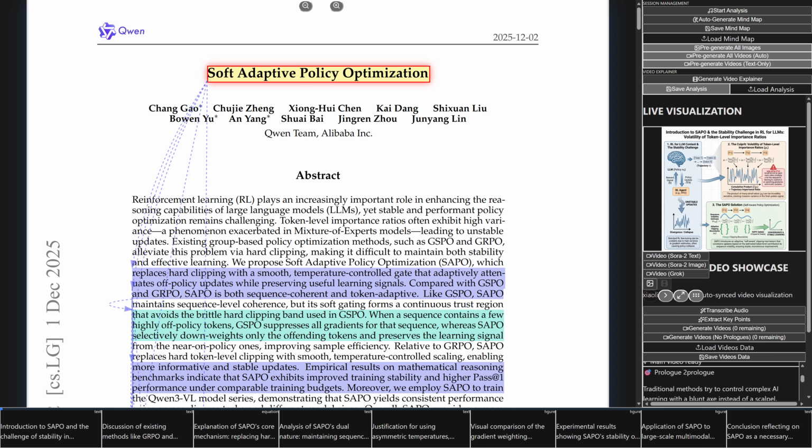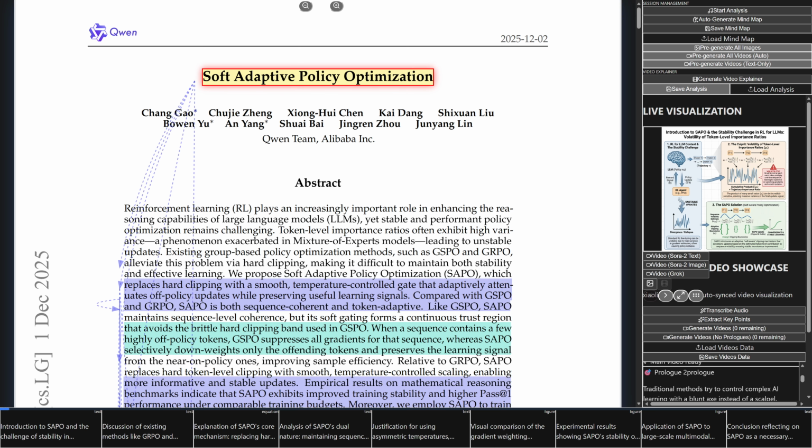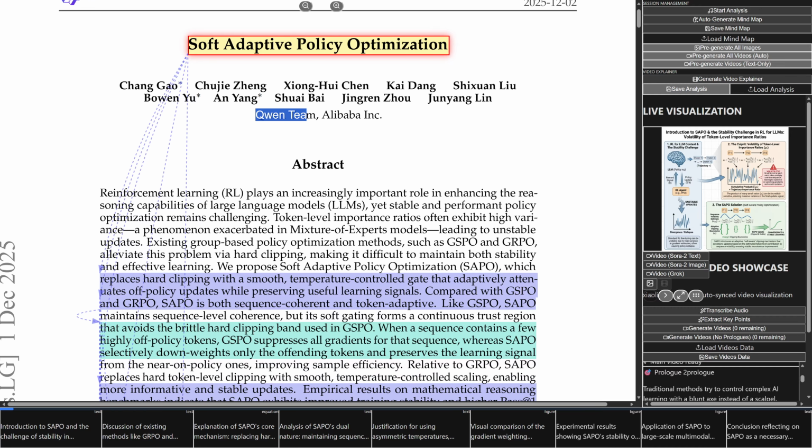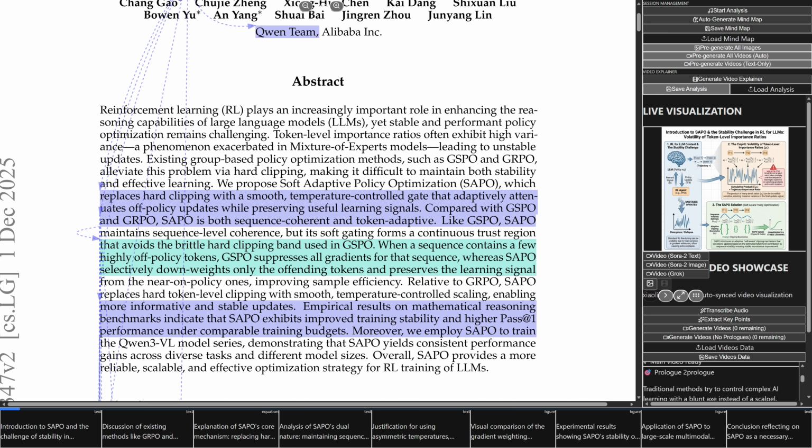Where we crack open the most cutting-edge research and distill it into knowledge you can use. Today we're tackling a really interesting one, a new paper from the Qwen team at Alibaba. It details a pretty big step forward in reinforcement learning, specifically for large language models. The whole thing is called Soft Adaptive Policy Optimization, or SAPO for short.